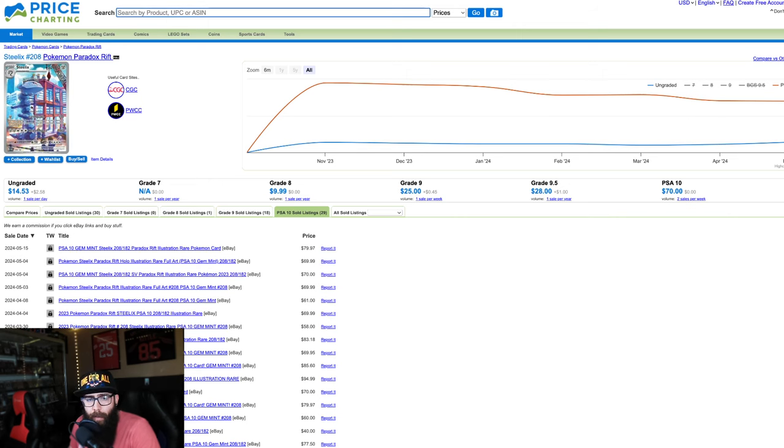But cool artwork, love the card. I'm definitely going to be picking some of these up. I really like this card. I think there's some room here on this card as well. I don't know how much, but I just wanted to give Steelix some love.